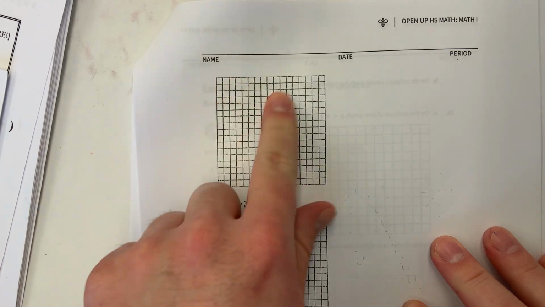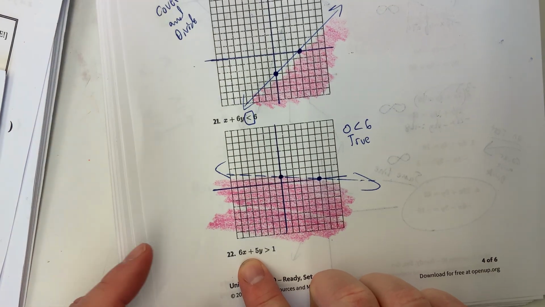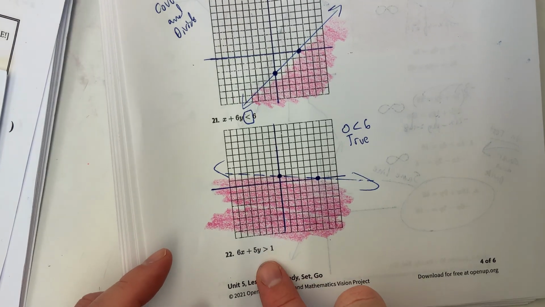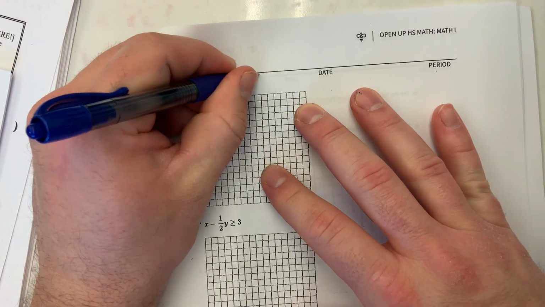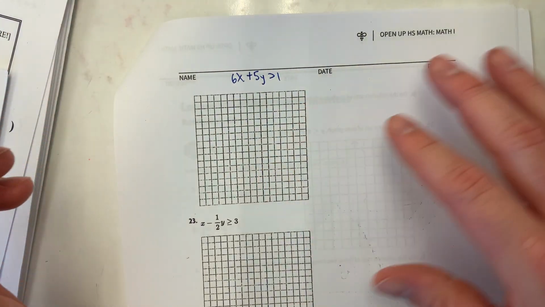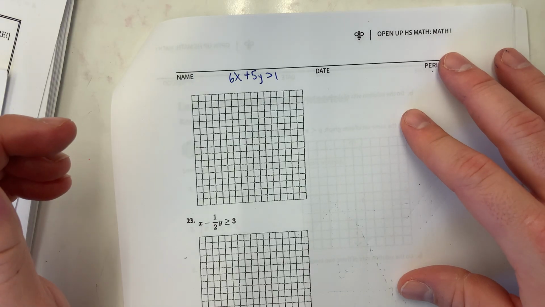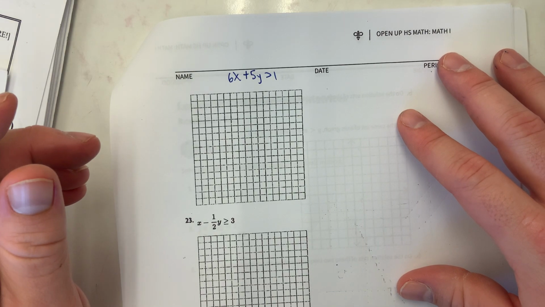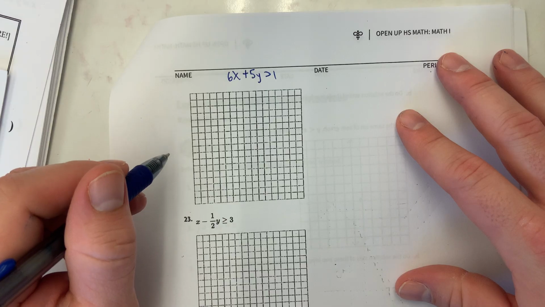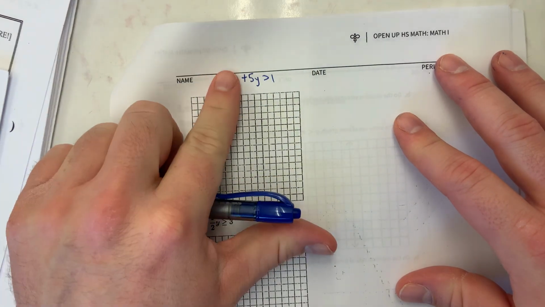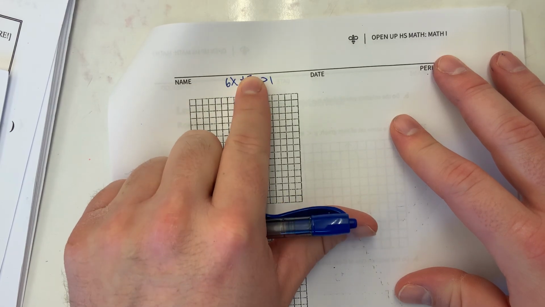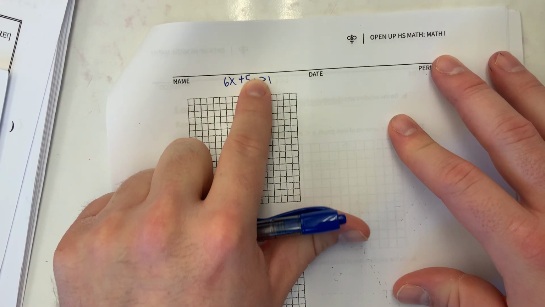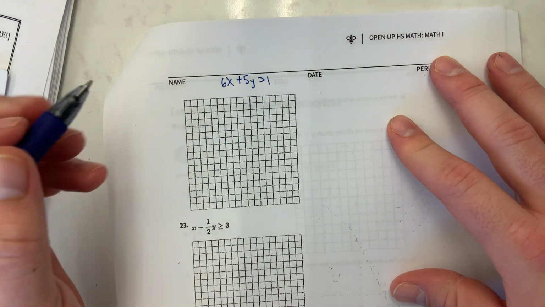Oftentimes, if you look at this one, you can't see it. Where's the equation? It's at the bottom, right? It's right here. 6x plus 5y is greater than 1. You can write that. Try to solve it. X and Y, cover and divide. This one's going to be weird because it's like 1/5 and 1/6. So it's going to be terribly small.